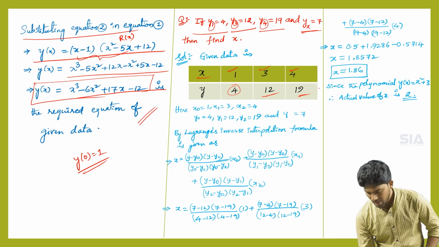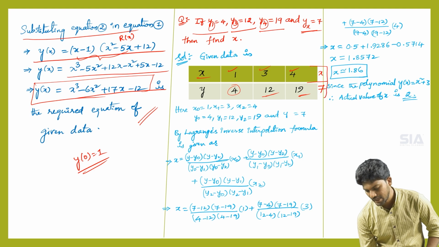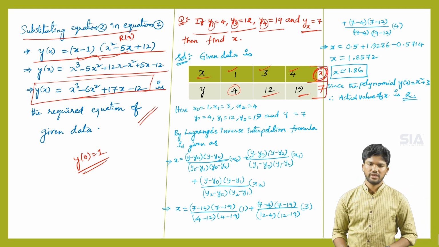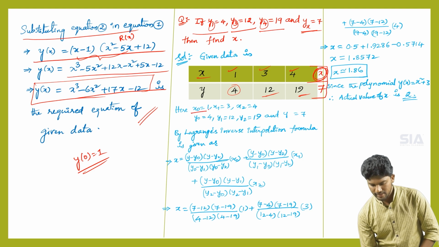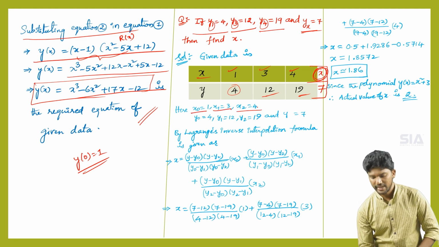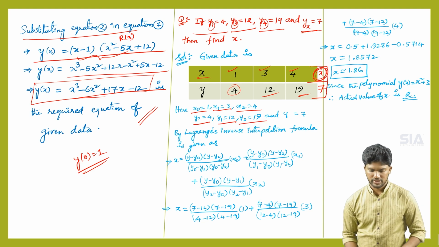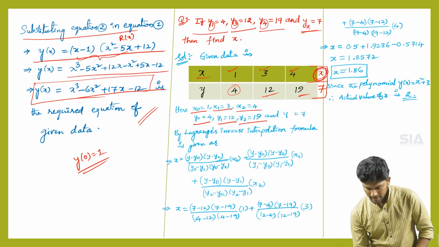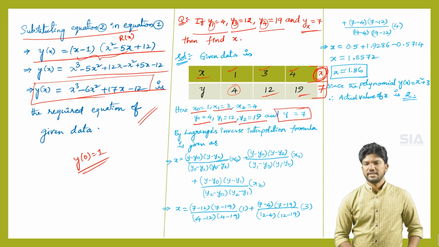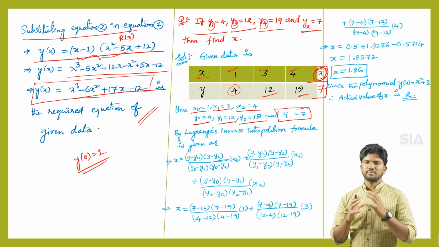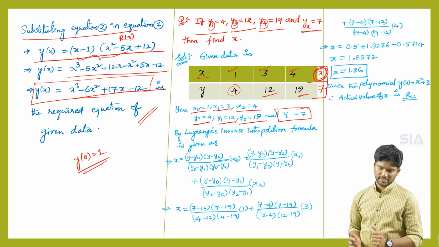And again you also have 7 here, but we have to find out this x value. So therefore here x0 is equal to 1, x1 is equal to 3, x2 is equal to 4, y0 is equal to 4, y1 is equal to 12, y2 is equal to 19, and small y is equal to 7. Instead of taking y3 is equal to 7, small y is equal to 7 we are taking.